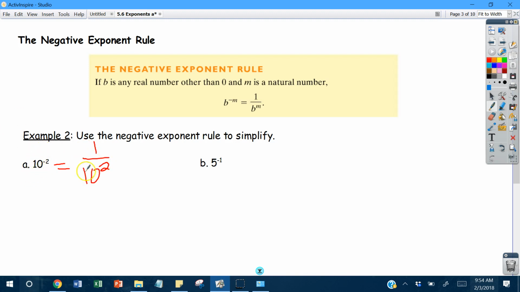It really means that this whole base is in the denominator of a fraction, and the exponent is positive in that denominator. We can simplify this even further by writing 10 squared as 100. So this is 1 over 100.